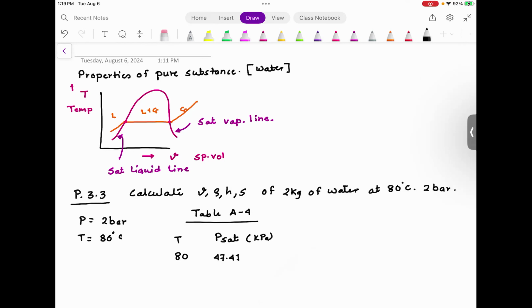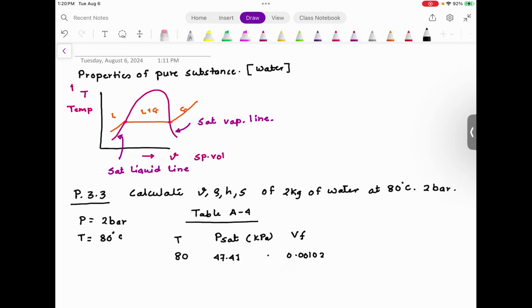Then you have all other properties. Are you able to track this? Can you see which row it is? Row 1, 2, 3, 4, 5, 6, 7, 8, 9, 10, 11, 12, 13, 14, 15, 16, 17. The 17th row. Now we will collect appropriate properties. So vf is 0.00102.